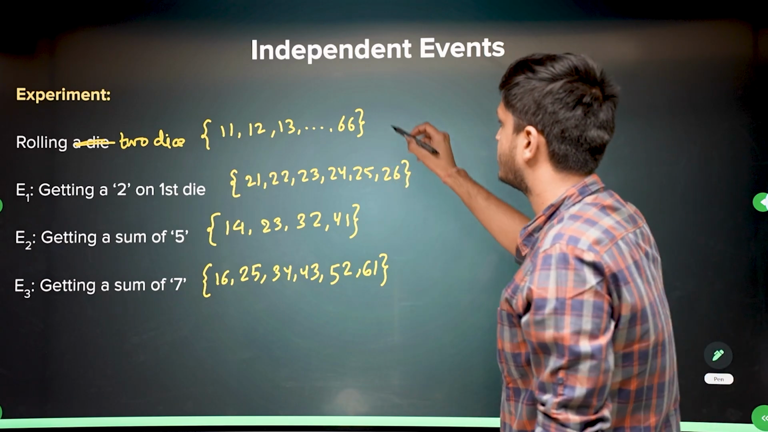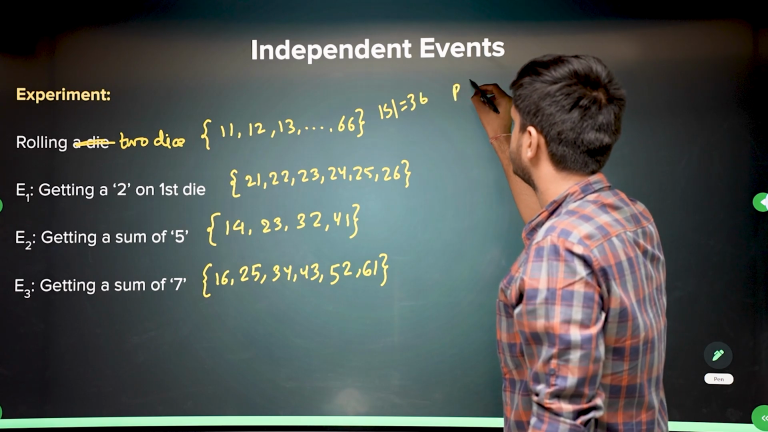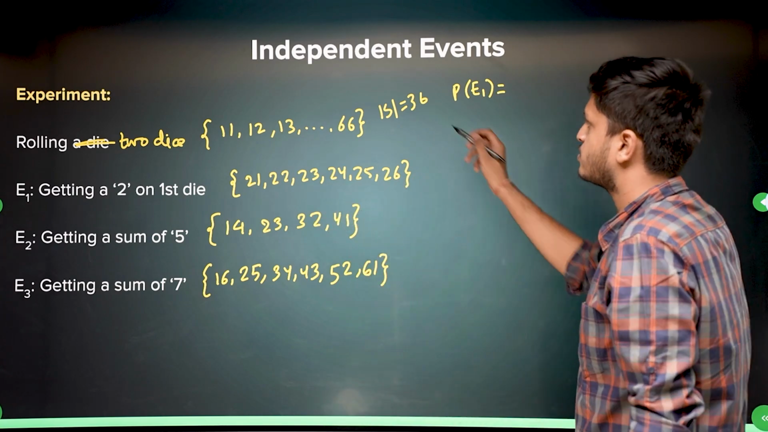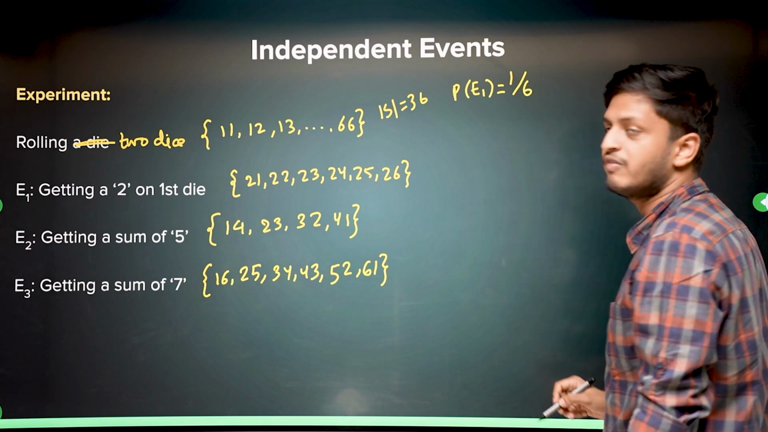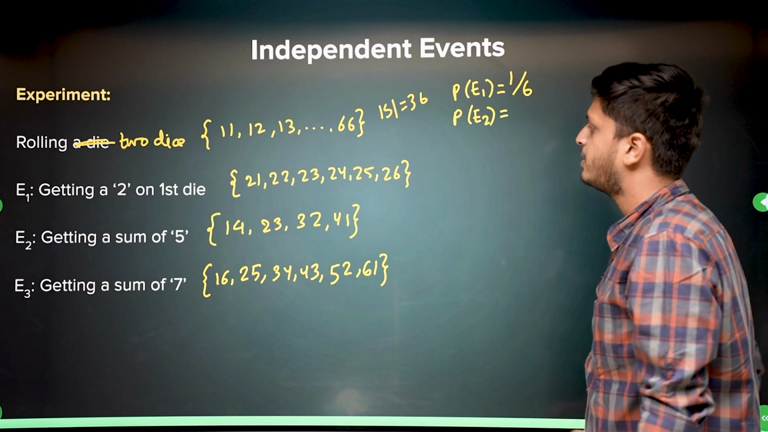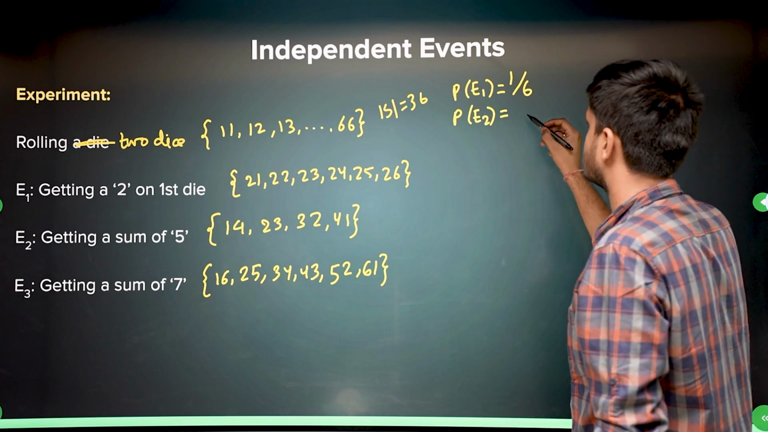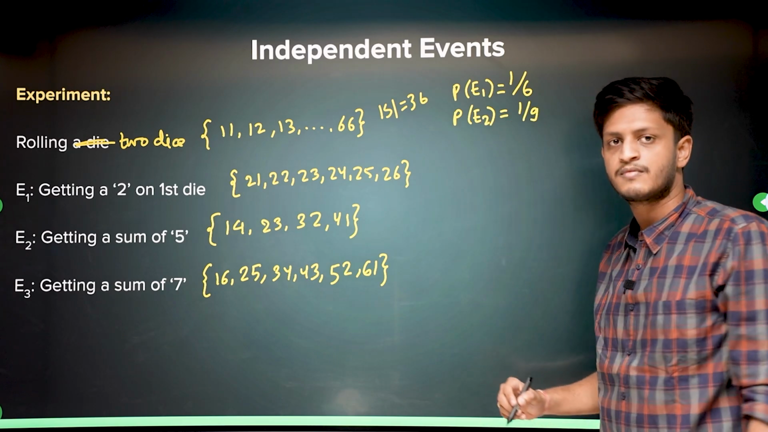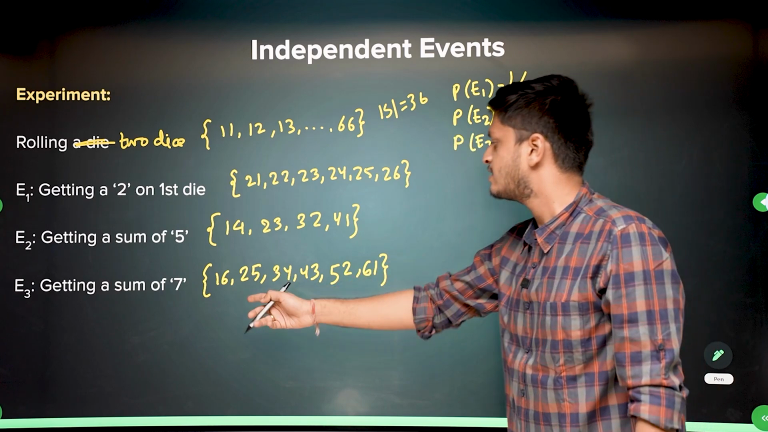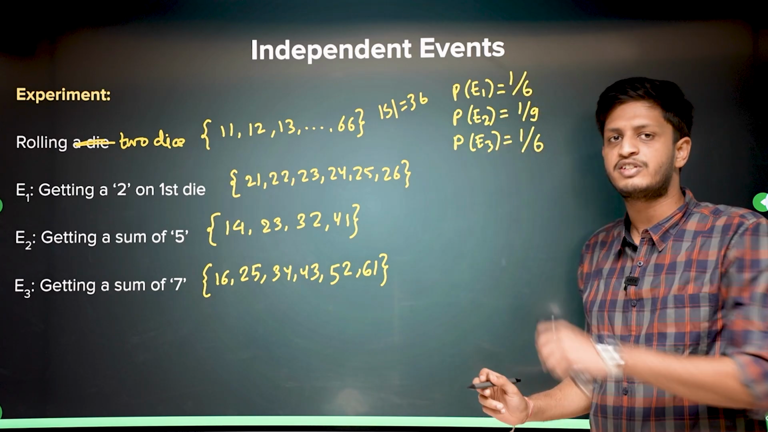So this is our sample space. It contains 36 possible outcomes. What is the probability of event E1? E1 contains 6 outcomes, so 6 by 36, which is 1 by 6. Probability of event E1 is 1 by 6. Probability of event E2 is what? E2 contains 1, 2, 3, 4 outcomes. So 4 by 36, which is 1 by 9. Similarly, probability of E3 is what? E3 again contains 6 outcomes, so 6 by 36, 1 by 6 again. These are the individual probabilities of these 3 events.